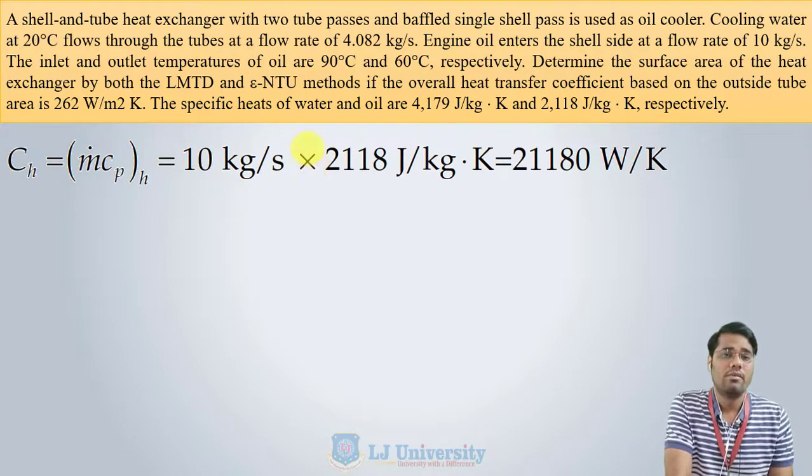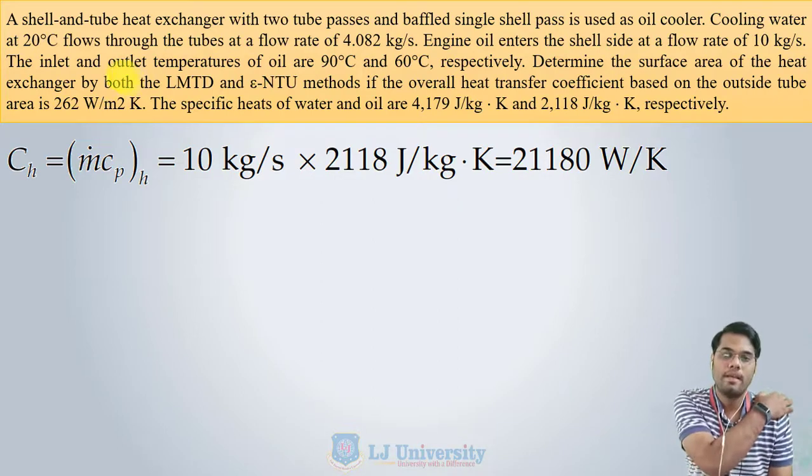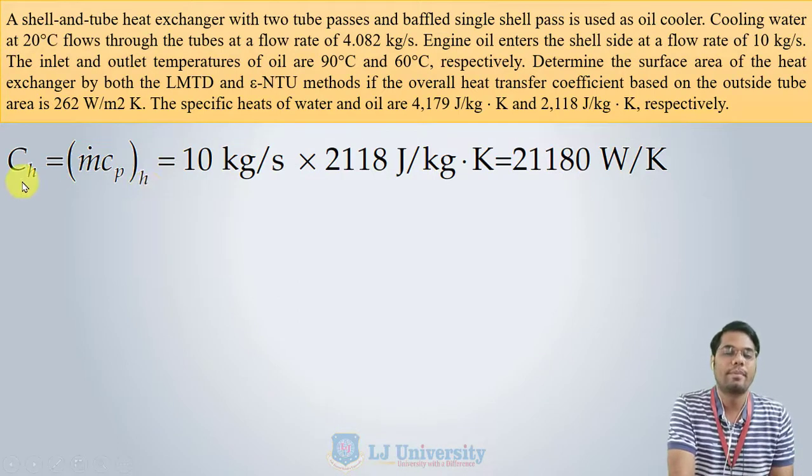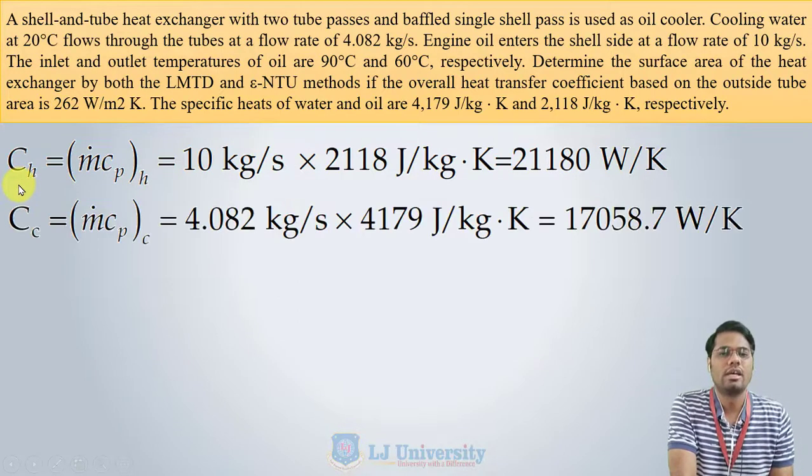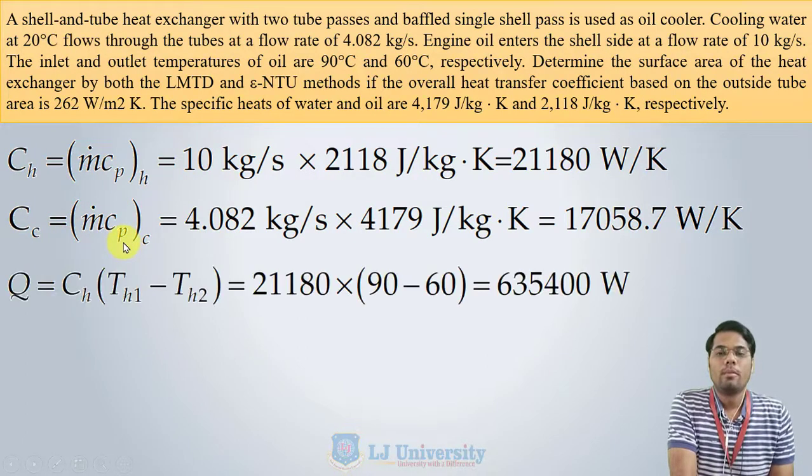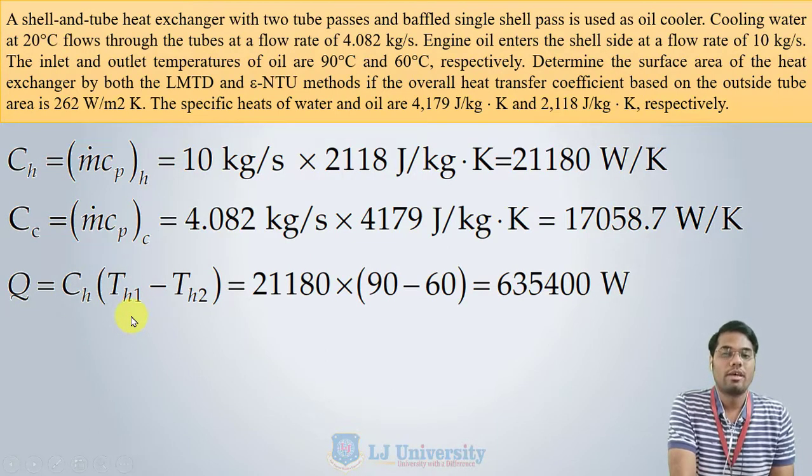Here, as you can see, we know three temperature values, TC1, TH1 and TH2. So by using these three values, we can easily calculate value of TC2. Here we know the mass flow rate as well as specific heat of the hot fluid. So we can easily calculate heat capacity of the hot fluid, which is CH, as well as heat capacity for the cold fluid, which is m Cp C. Now by using MH CPH times TH1 minus TH2, we can easily calculate the value of Q. So our Q would be 635,400 watt.